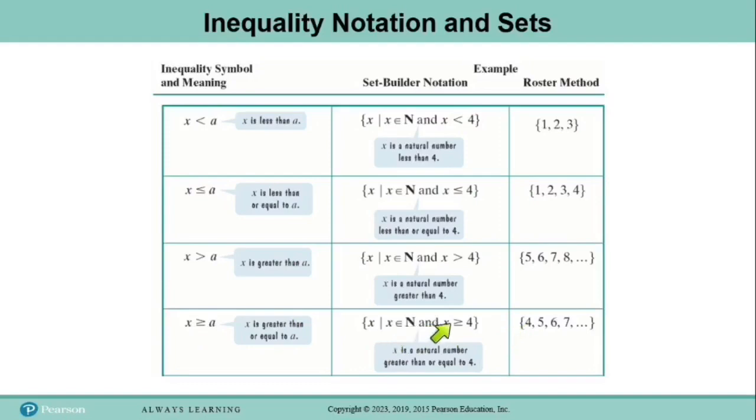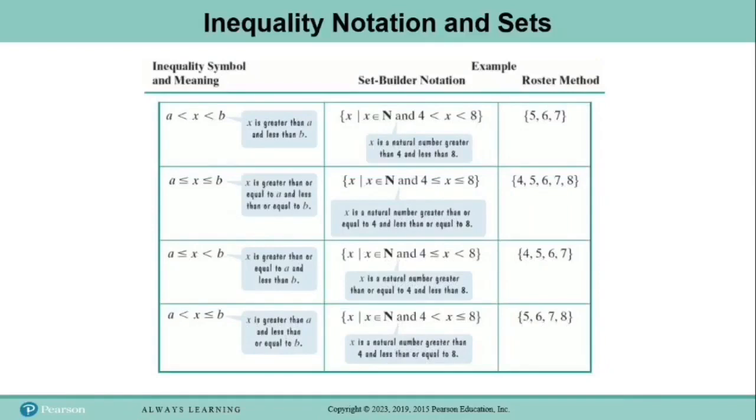So the natural numbers that are greater than or equal to 4 would be 4, 5, 6, 7, and so on. Now we also can have sets defined by what's called a compound inequality, meaning that any element of the set has to satisfy two inequalities at the same time. And both inequalities will always be written with either less than or equal to symbols. You won't see greater than symbols used in these compound inequalities.